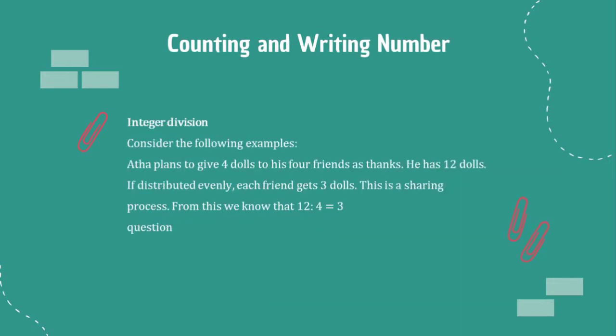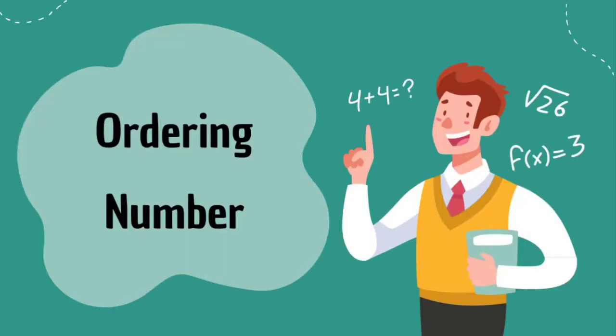Integer division. Consider the following example. Atta plans to give 4 dolls to his 4 friends as thanks. He has 12 dolls. If distributed evenly, each friend gets 3 dolls. This is a sharing process. From this we know that 12 divided by 4 equals 3.